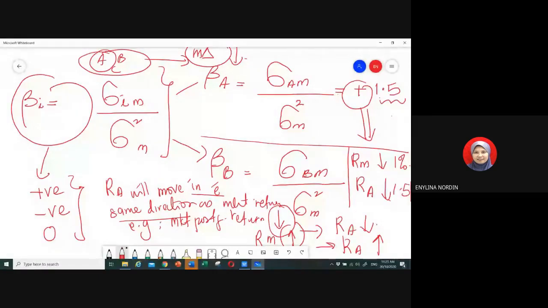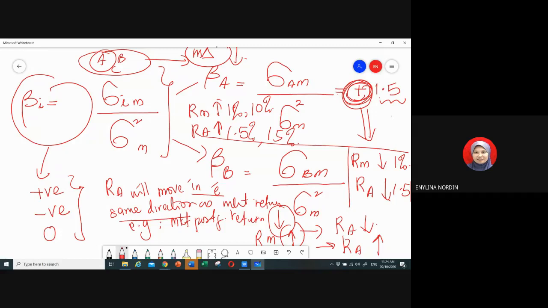What happens if the market return increases by 1%? Okay, what happens? Also increase. If the market return increases by 1%, that means returns on stock A also will increase. Why is it also increase? Because of the positive sign. Okay, follow the same direction. Then how much dia akan increase? Increase by 1.5%. That means kalau market naik by 10%, berapa return stock A akan naik? Return stock A akan naik by 15%. Understand?